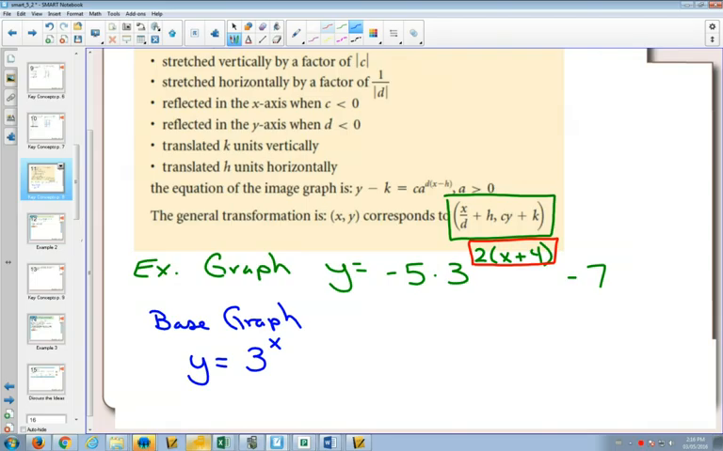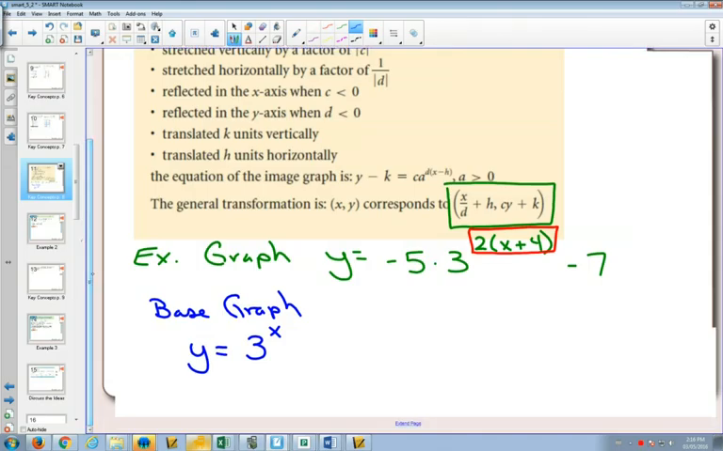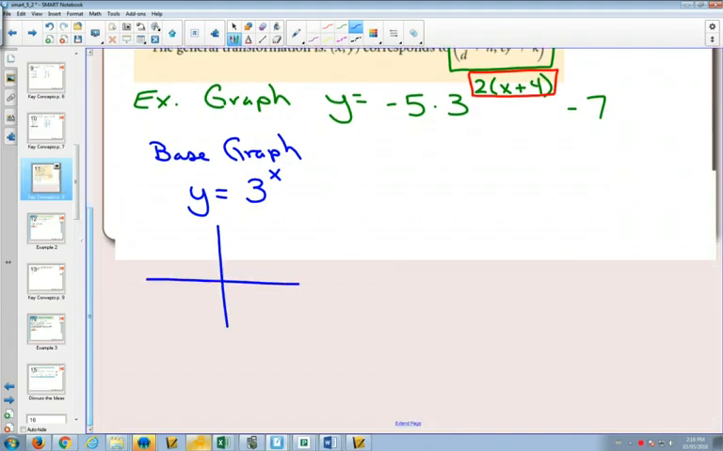Anyways, our base graph is 3 to the x. So what we do is we draw a little tiny sketch. 3 to the x looks like this. It has the points 0, 1 and 1, 3 and an asymptote here at y equals 0. That's your base graph. So what's added from our transformations is we now have to be able to draw base graphs of all of our exponentials quickly and easily.